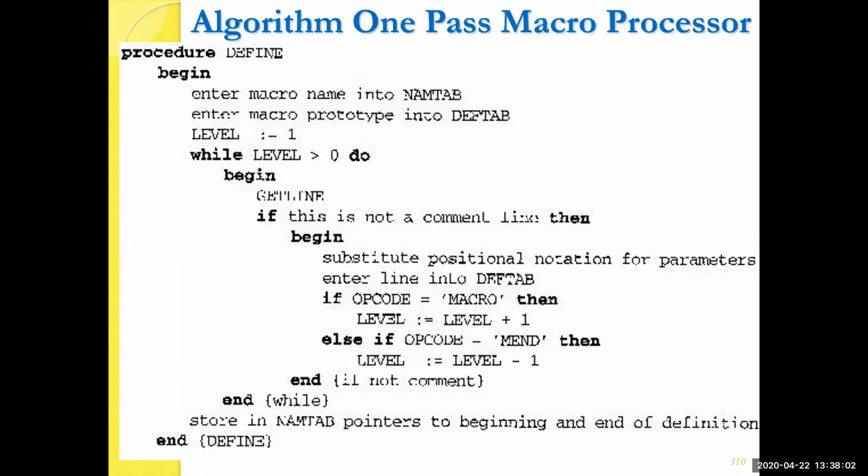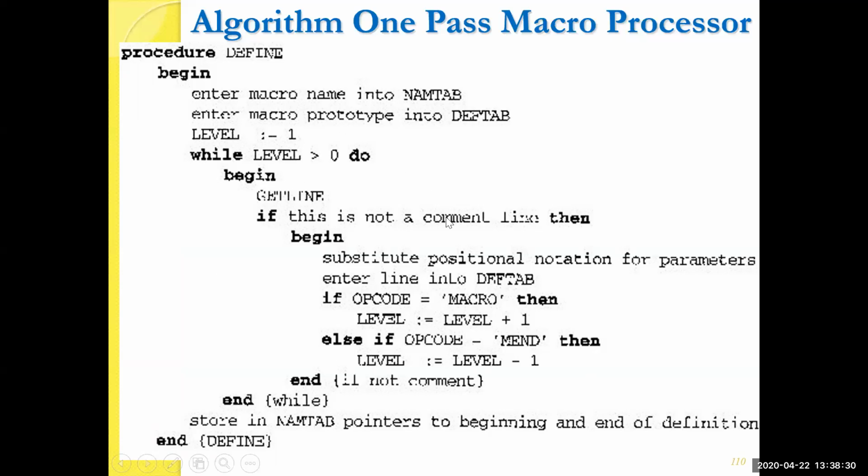So for every line that is fetched, the macroprocessor examines if it is a comment line. If it is a comment line, this line will be simply ignored and the next line will be fetched. If it is not a comment line, the line will be entered into the definition table with parameters replaced with positional notation. Also, for every line that is fetched, it examines if it is MACRO or MEND, in which case it either increments or decrements depending on MACRO or MEND.